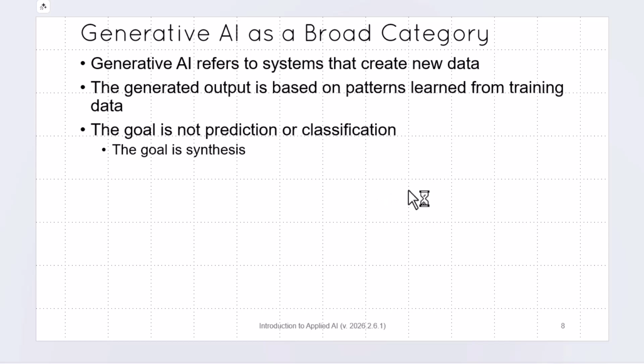So, LLMs and generative AI, the relationship. Generative AI as a broad category. Generative AI refers to systems that create new data. The generated output is based on patterns learned from training data. The goal is not prediction or classification. The goal is, in fact, synthesis.